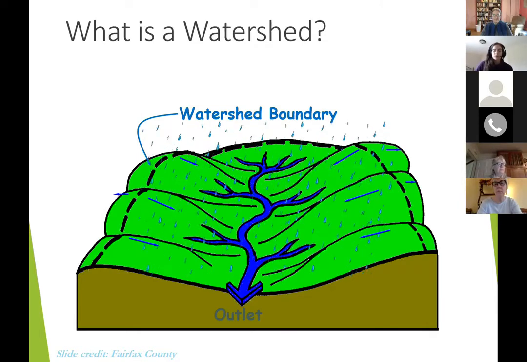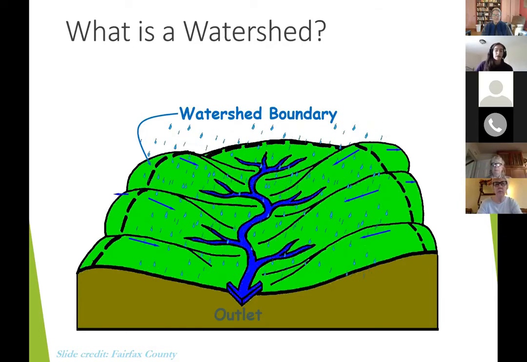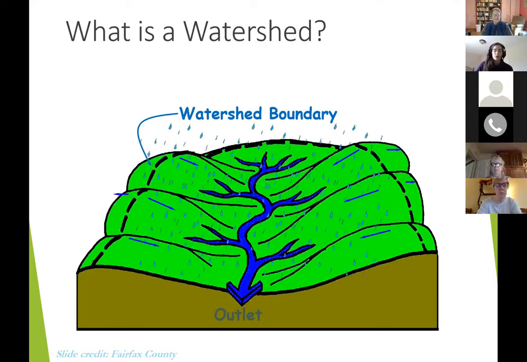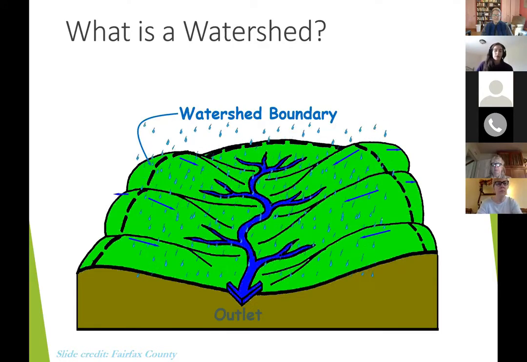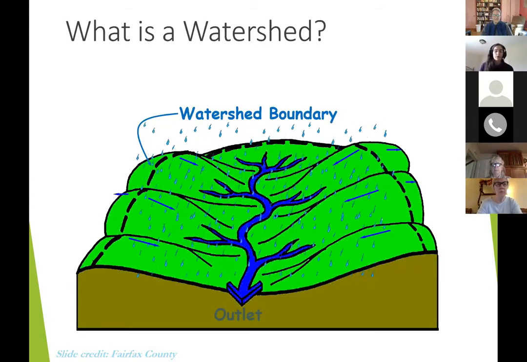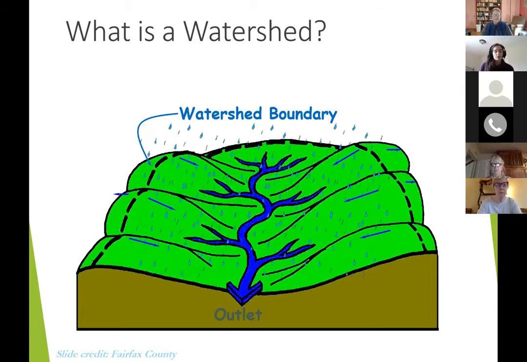It's important to understand watersheds because they connect us all. So everything we do on the land affects our water and our water quality, because all of that land does drain. Everything that we do on that land drains through to one common area. So it kind of drains and concentrates all of that stuff.